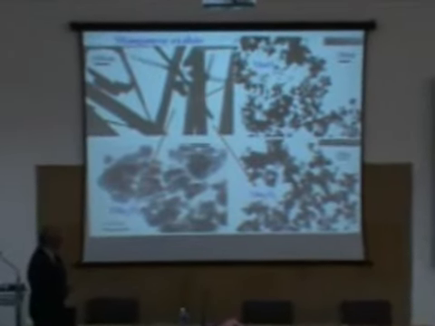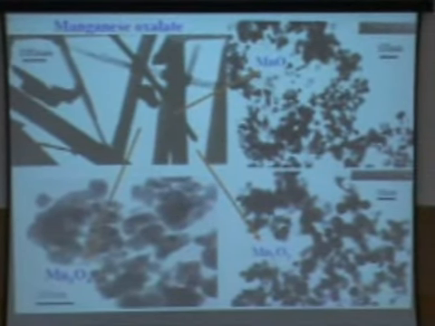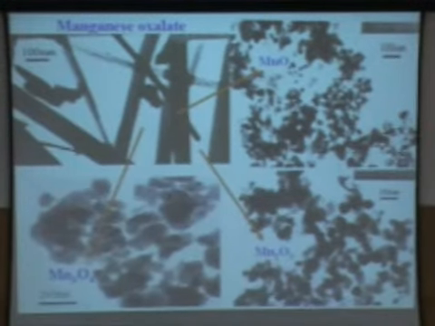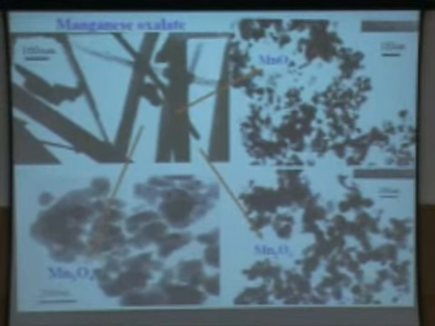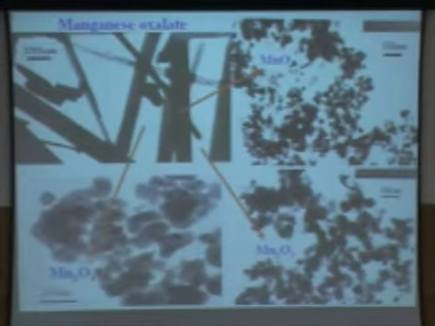If you heat it in nitrogen, you may get... So, depending on the conditions, you can get all the three oxides of manganese using the same rod. And of course, later I will show you that from the rod, you can also get a rod of the oxide if you control your decomposition.